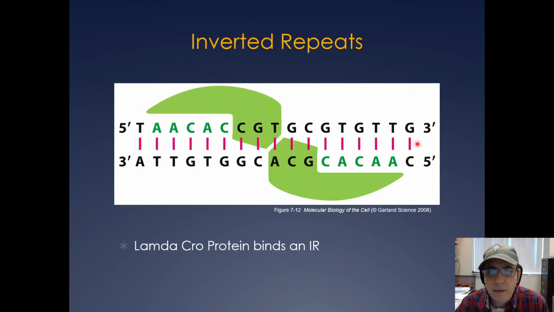And that can lead to these things called inverted repeats in our DNA, where you'll have the consensus sequence sometimes inverted, sometimes in tandem, on the DNA. And so in the case of lambda Cro, the consensus sequence is AACAC, and then it's inverted here, so it's CACAA. And the lambda Cro can sit down here and form hydrogen bonds and other interactions with the DNA sequence.